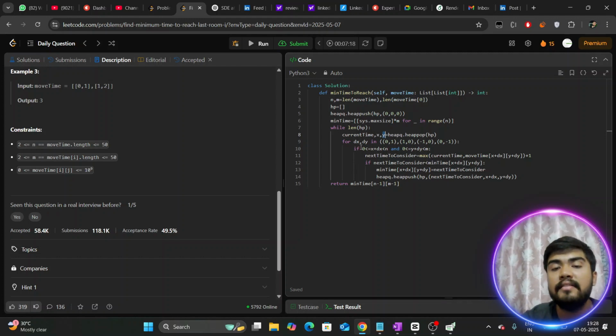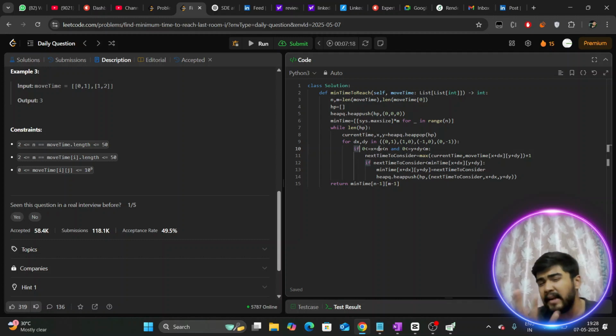Yeah, so now we just have to check if my x plus dx, that is the new row index that we are trying to explore, is within my row boundary. The new column index that we are trying to explore, y plus dy, is within my column boundary. And what is the next time to consider?